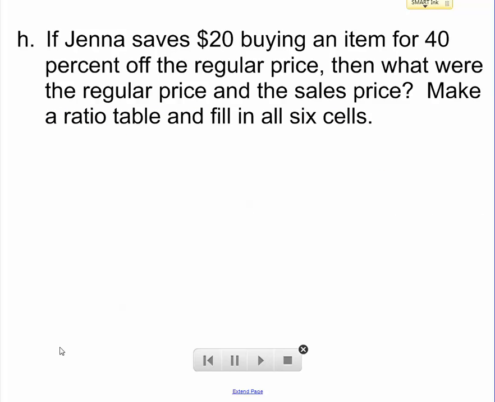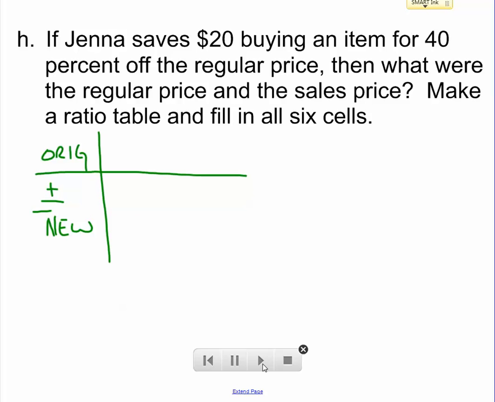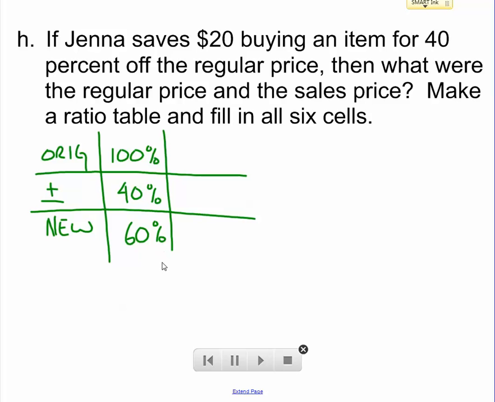Jenna saves $20 buying an item for 40% off the regular price. You got to pay attention. Is that off or of? Then what were the regular price and the sales price? Make a ratio table and fill in all 6 cells. So we got the original price, the change in price, and the new price. Now she saved, well, the original was 100%. She got 40% off, which means the new price is going to be 60% of. She saved $20. That's our change.